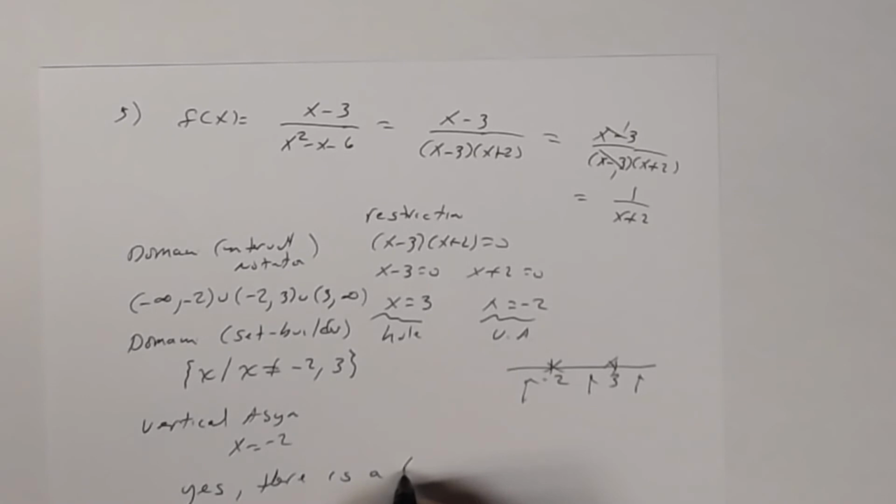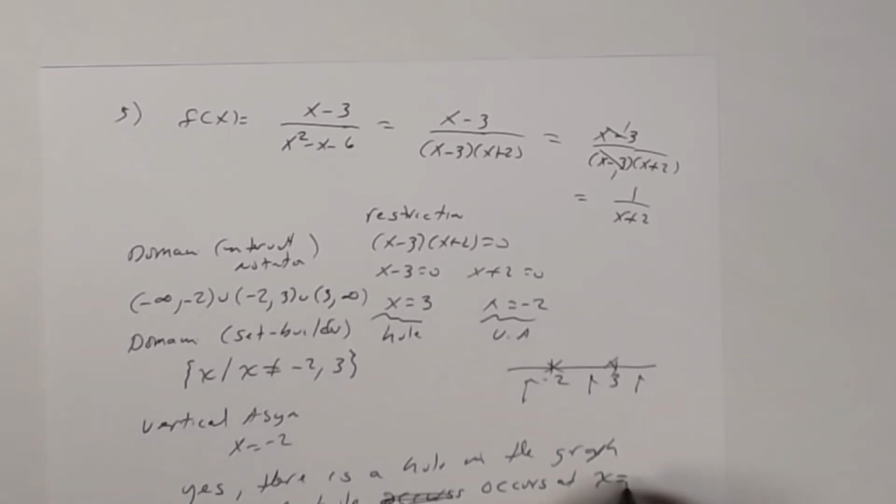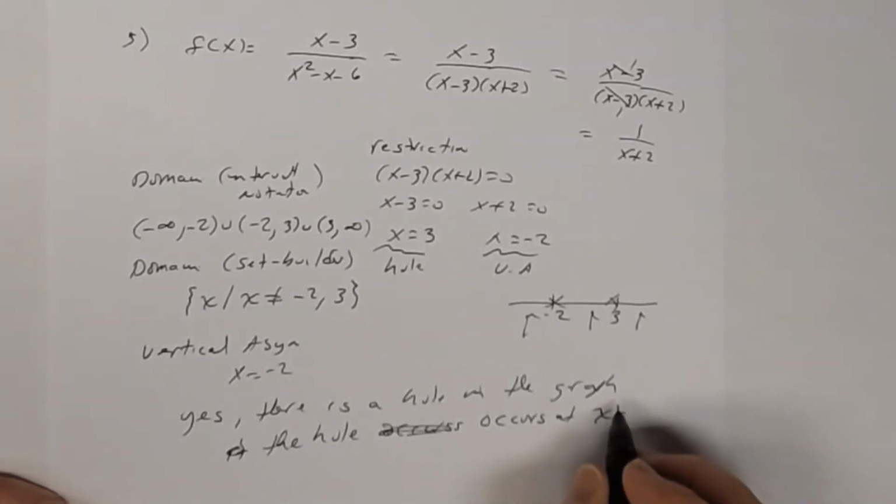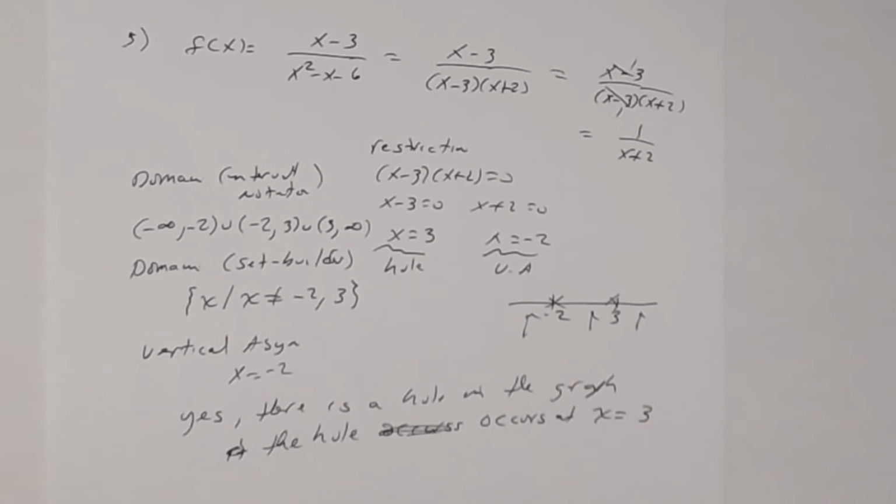There is a hole in the graph, and the hole occurs at x equals, let's see, the x value is what they wanted, so x equals 3. Okay? All right, so let me go ahead real quick and show you the graph of this. Now, you don't know how to graph it just yet, but let me show you the graph.